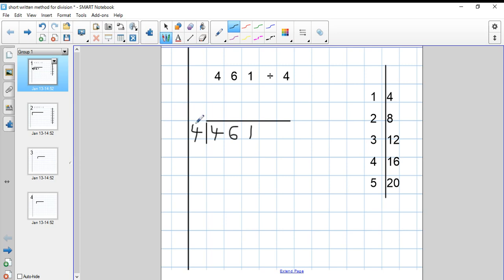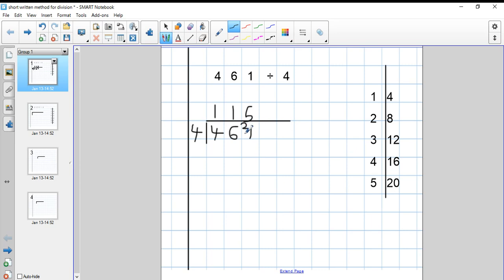So let's get started. The first thing I ask myself is, how many times does 4 go into 4? Well, the answer to that is 1, because 1 times 4 is 4. I move on to my next digit, which is 6. How many times does 4 go into 6? Well, again, the answer there is 1, because 1 times 4 is 4, but I needed to get to 6, so my remainder is 2, and I bring my remainder over to the next place value column. Now I've got the number 21, so I'm going to ask myself, how many times does 4 go into 21? The answer there is 5, because 5 times 4 is 20, and I have got a remainder of 1.